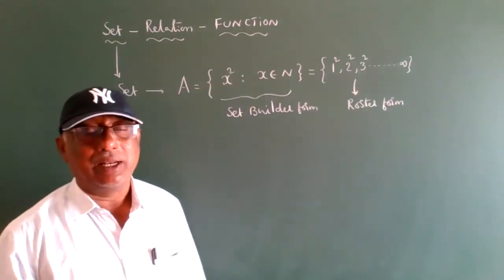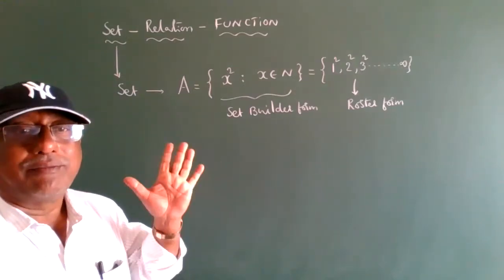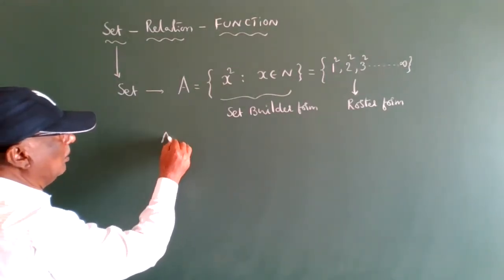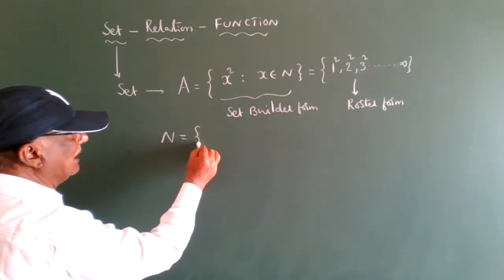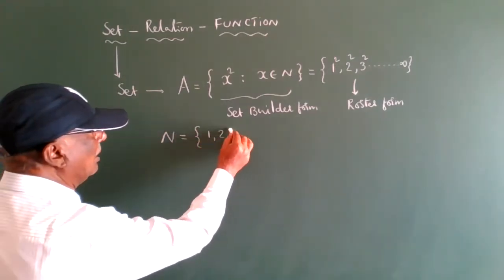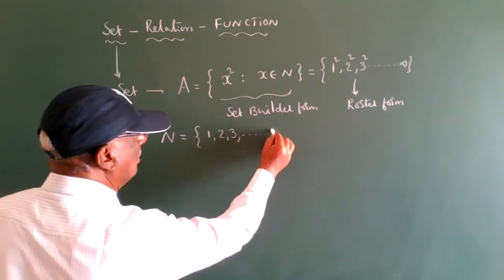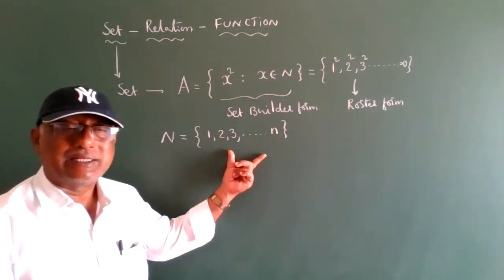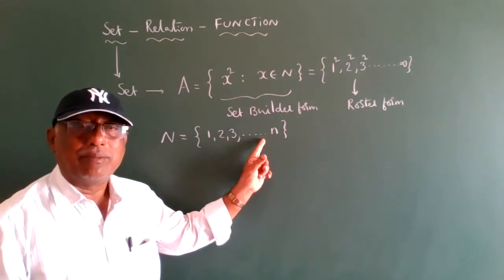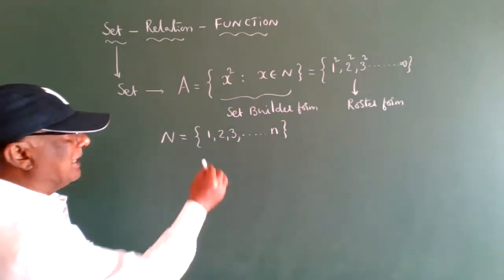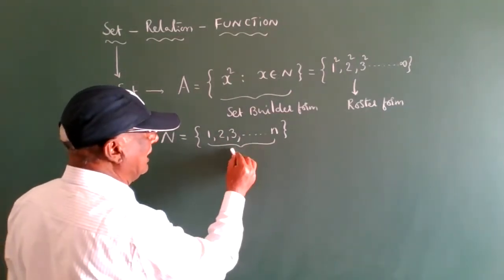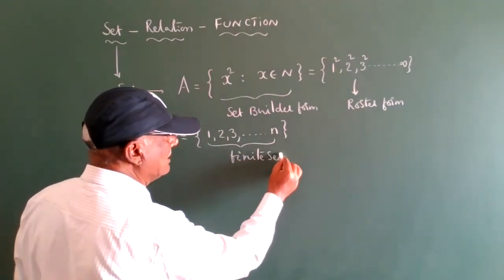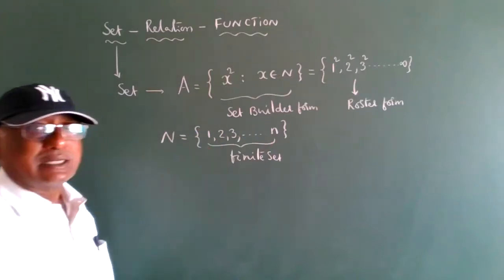Is it clear, everyone? Next, the number of elements. For example, n is equal to the natural numbers. It has 1, 2, 3, 4, up to n numbers, which I will take. So this is called a finite set. If we have a last number, the name is finite set, because it has a last number.